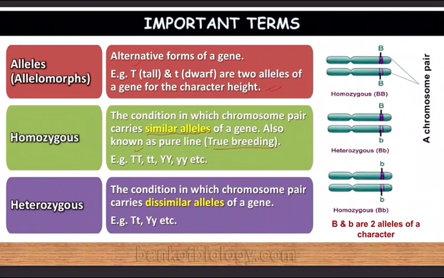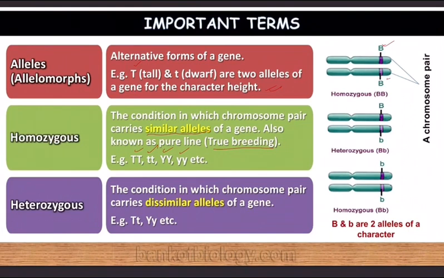It's a condition in which a chromosome pair carries similar alleles of a gene. See, similar alleles. We said capital T, small t, like that. So these are similar, also known as pure lines or true breeding. For example, capital T means pure tall. There is no doubt in that organism becoming tall. Small t, again pure dwarfism. This person cannot become tall. Capital Y and small y.